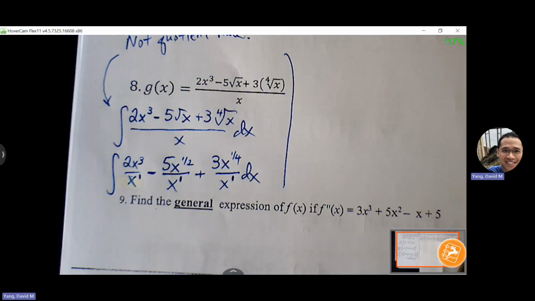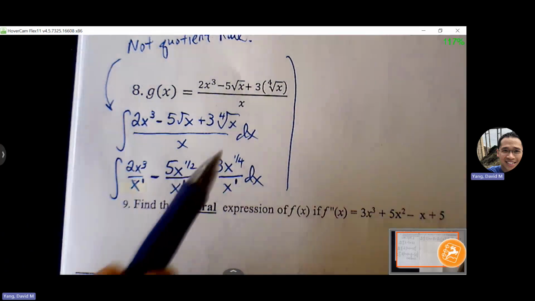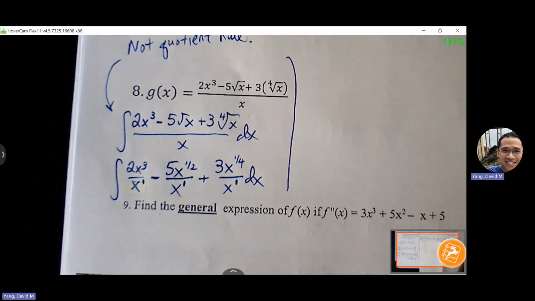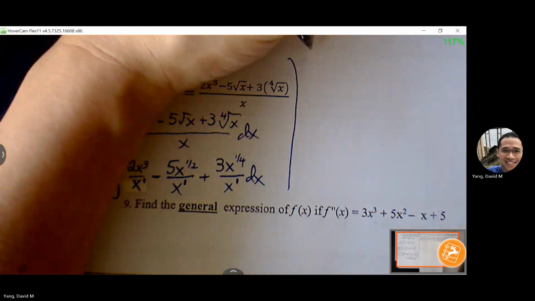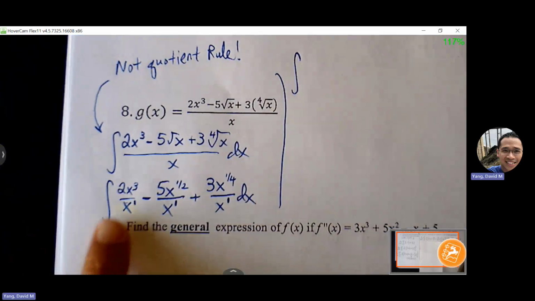Not when we're dealing with exponents though. Variables, what do we do? Subtract, yeah. So just subtract the exponent. So 3 minus 1, 1/2 minus 1, 1/4 minus 1, and that will allow me to merge the two variables into one. And all along the way, we're still not doing anything calculus related. We're still in the cleanup stage.